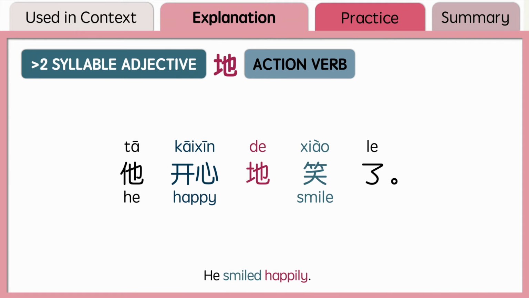他开心地笑了。In this example, the is added after the adjective 开心 to describe the subsequent action verb smile, 笑. Here, the two-syllable adjective 开心 happy is followed by the and thus functions as an adverb. So happy becomes happily.